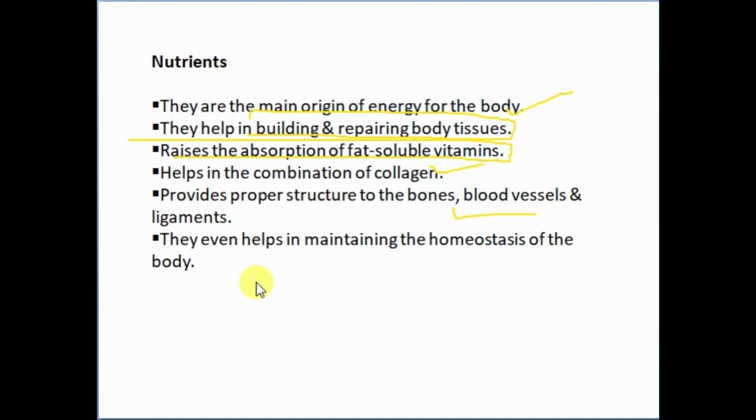I hope things are clear, and I know friends that this chapter is all theory. You have to mug up lots of things, so do try to remember these facts, because this chapter was completely fact based. This chapter is not very interesting. It's all fact based, so try to remember these facts.